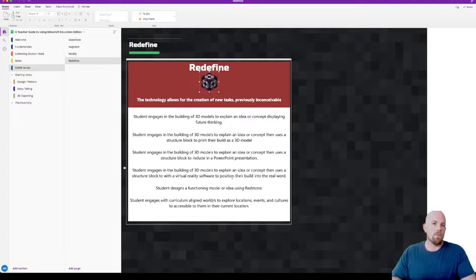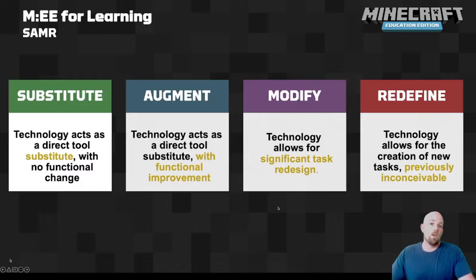But let's stop, and I'm going to bring up a PowerPoint to go through some examples with you. These are our four main areas of the SAMR model: substitution, augment, modify, and redefine. You can get a basic understanding from those very brief descriptions of what each one means. And the SAMR model isn't necessarily linear. You don't move from left to right. Depending on the task at the time, substitute might be the most appropriate way to use technology.